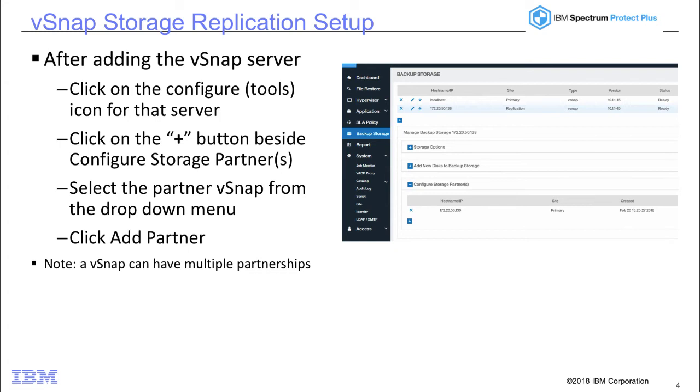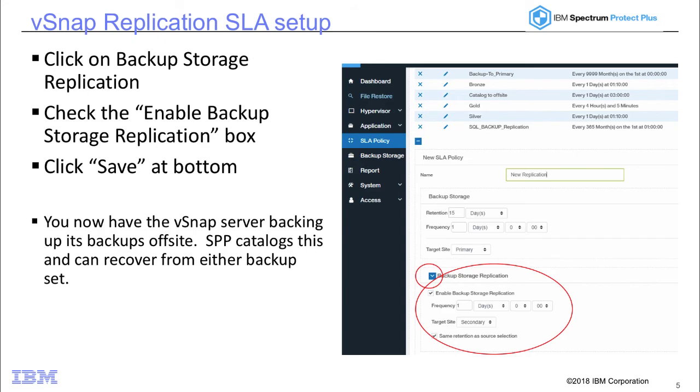Now, just a quick note here, you can have multiple partnerships, so you can replicate a VSnap repository to multiple other VSnap sites. But in this demo, or just screenshot, we only have one partnership. And really, that's pretty much how simple it is to set up replication.